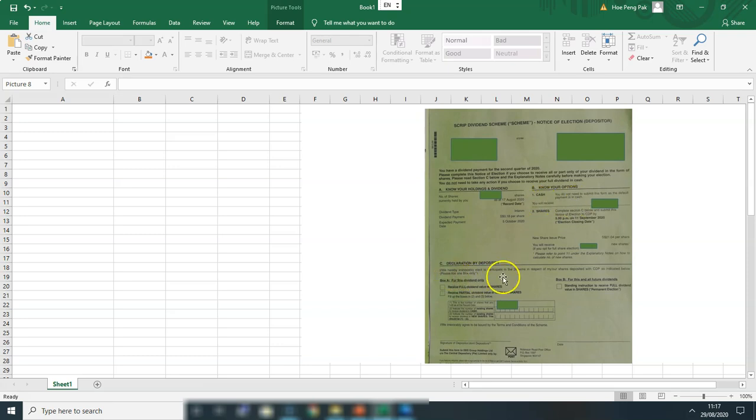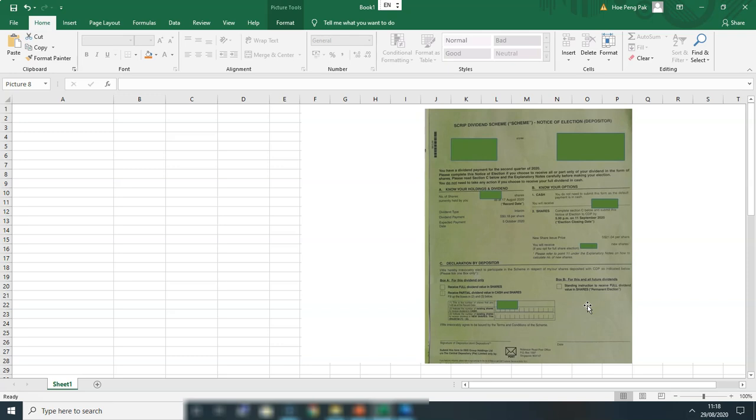Now, section C is where you will choose the dividends in full or in part. Remember, usually the default is in cash. So if you don't reply with this form, the company will automatically give you in cash. In section C, part B is the standing instruction for you to tell the company that you will always receive in full dividend in shares.